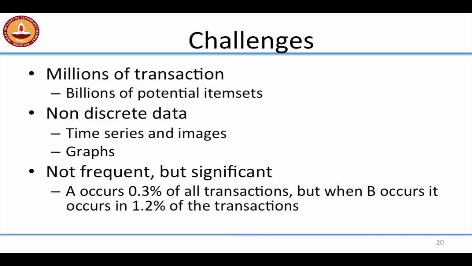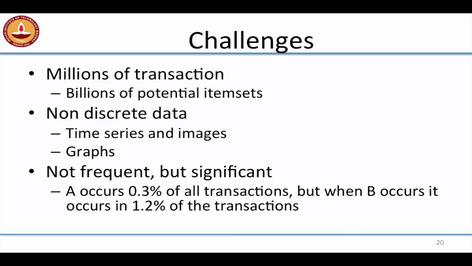So just to summarize, the major challenge in association rule mining is how do you extend this to millions of transactions, because there could be billions and billions of potential item sets. So how do you do the pruning efficiently? How do you minimize the number of passes? How do you reduce the amount of memory that is required while you are doing the counting? There are many issues that you have to consider in applying this to large data sets.